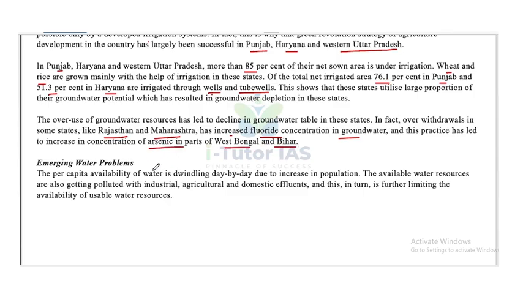Now, emerging water problems. The per capita availability of water is dwindling day by day due to increase in population. The available water resources are also getting polluted with industrial, agriculture and domestic effluents, and this in turn has further limited the availability of usable water resources.